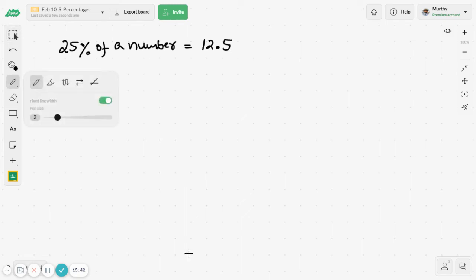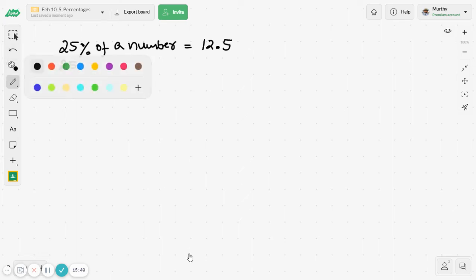How to solve this one: 25%. As I mentioned before, just plug in the values and follow the steps. The percent symbol is given, so what you have to do is take the denominator as 100. "Of" means, don't forget, times. And here the number is missing, so let me take this missing number as x, equal to 12.5.